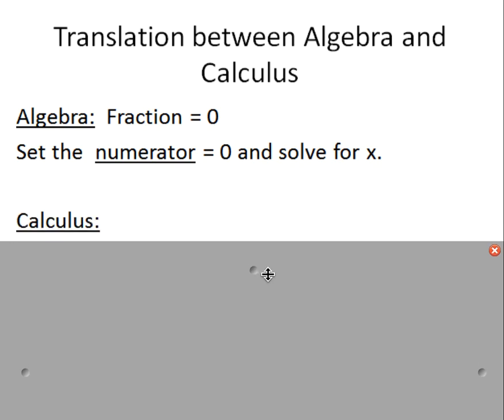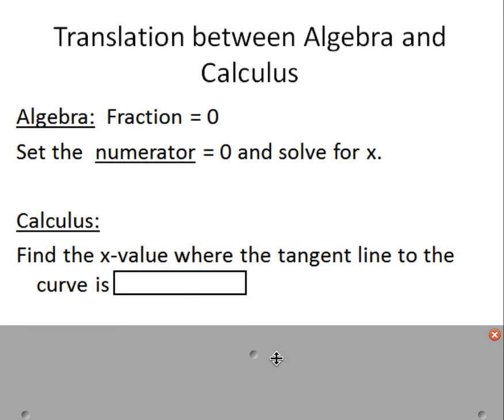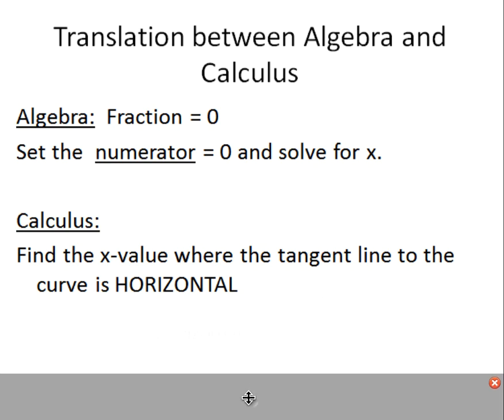Now in calculus, they're going to ask the question, find the x value where the tangent line to the curve is horizontal. So tangent line, don't forget, is referring to the slope. So when is the slope equal to 0? It's when the curve is horizontal, okay? Or that tangent line is horizontal. So if they ever say find the x value where the tangent line to the curve is horizontal, they are referring to a 0 slope.